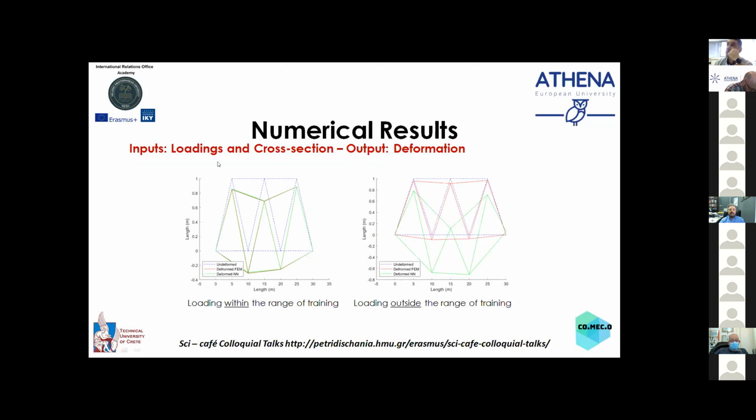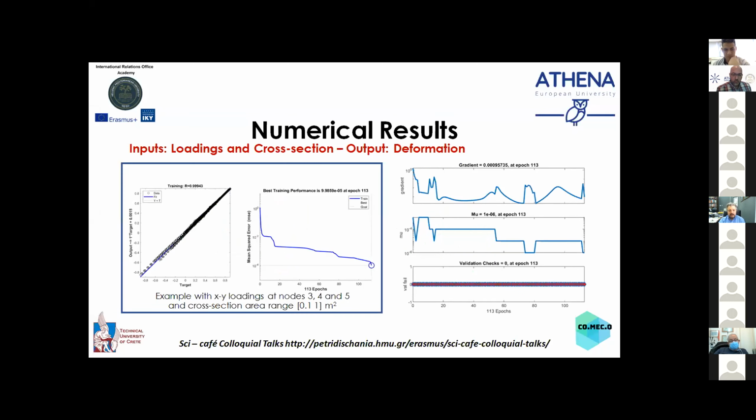If we put loadings and different cross sections again, this training could not be realized. It was not successful. That means even in this simple problem, there are mappings between material properties, between sizes of components, etc., which could be quite tough to be approximated by a relatively simple neural network. That was a recent diploma thesis, as you can imagine.